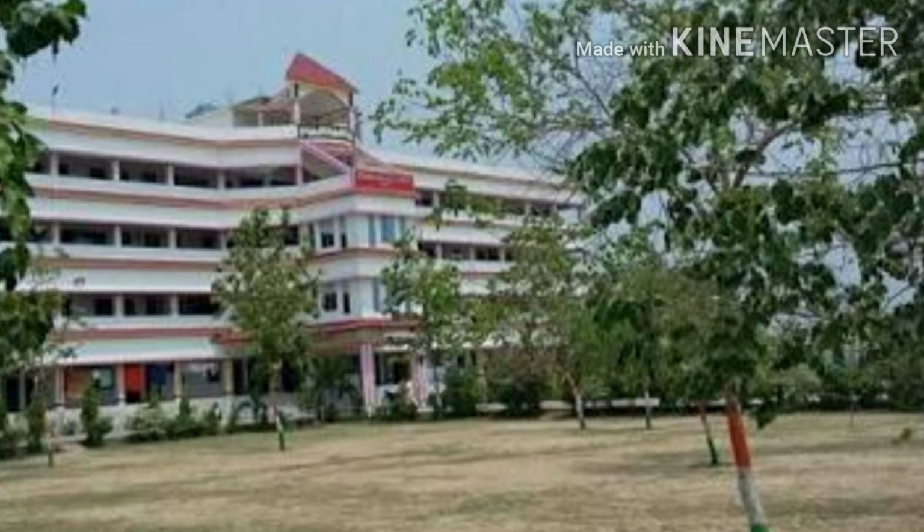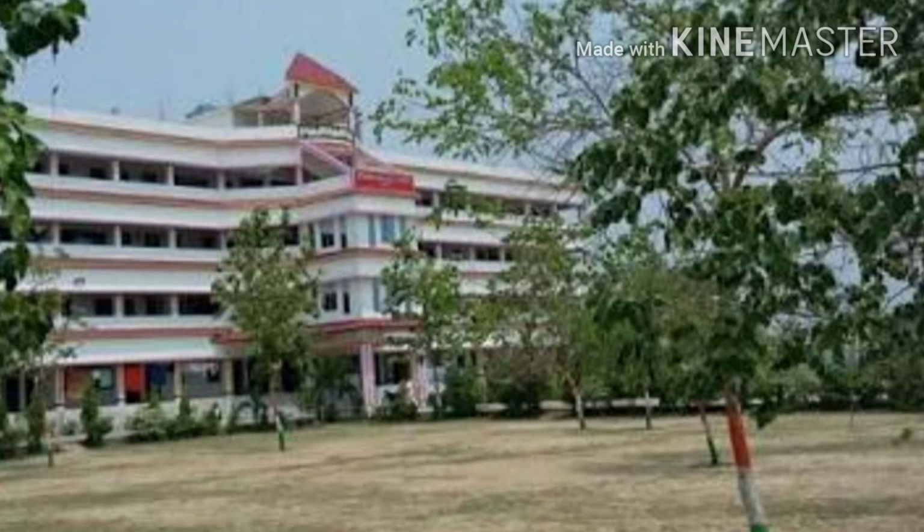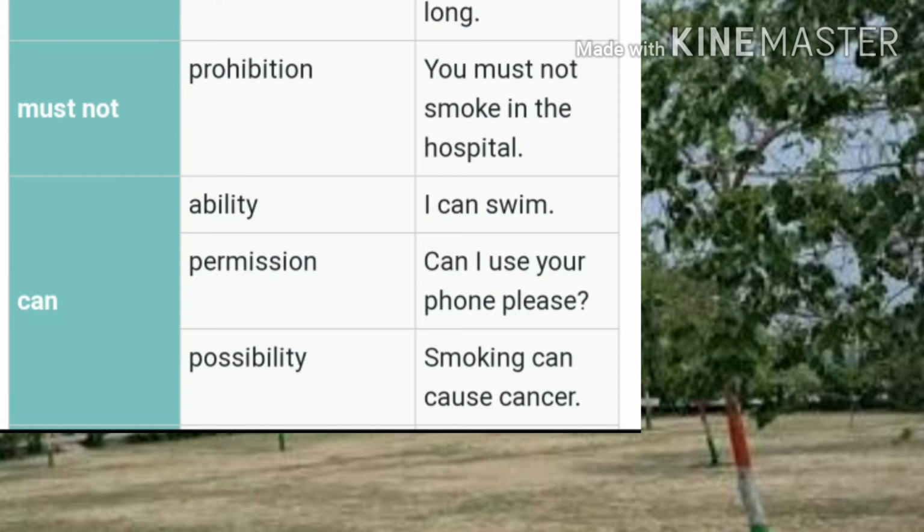Must. Okay. It is used for strong obligation and logical conclusion or certainty. Strong obligation example is you must stop when the traffic light turns red. And logical conclusion or certainty, he must be very tired. He has been working all day long. Clear? Where must is used? Now must not, that is prohibition. You must not smoke in the hospital.